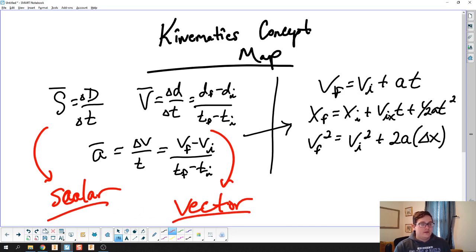Okay. Speed and velocity are not the same thing. Speed is a scalar number. Velocity is a vector number. You can often have a speed but not have a velocity depending on your situation. So when you're talking about velocity, direction and sign do matter. When you're talking about speed, direction and sign do not matter.